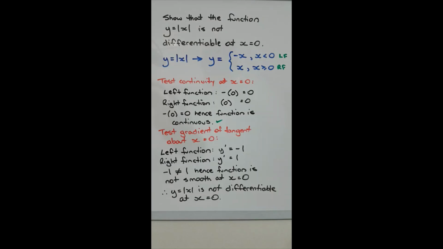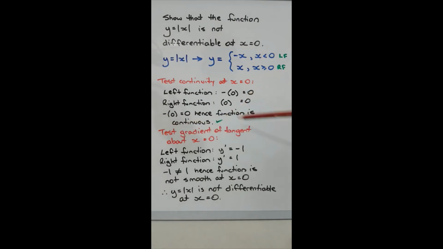Show that the function y equals absolute value of x is not differentiable at x equals 0. First, express y equals absolute value of x as a piecewise function, y equals negative x for x less than 0, we'll call that the left function, and y equals x for x greater than or equal to 0, we'll call that the right function. Next, we test for continuity at the join x equals 0 by showing the values of the left and right functions are identical at the join x equals 0. Now, negative 0 is equal to 0, hence the function is continuous at x equals 0.